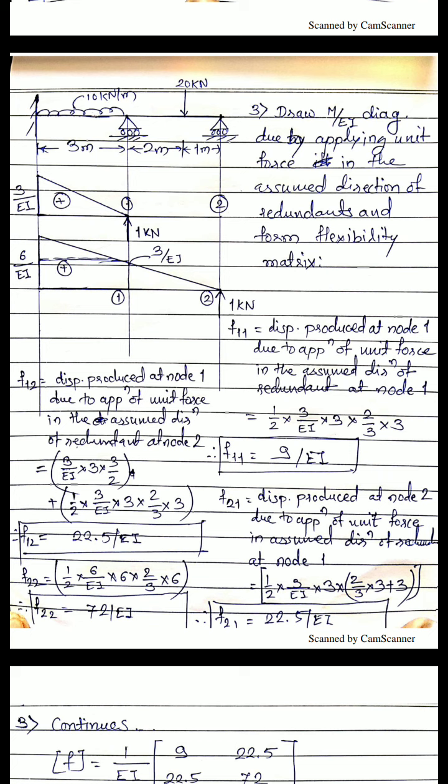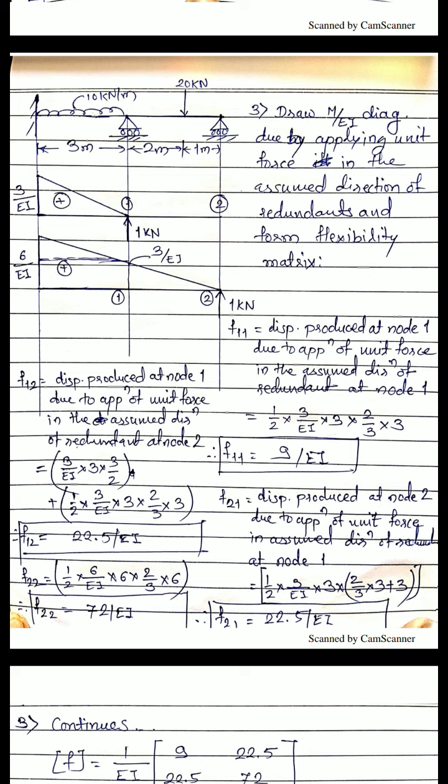Now how will you calculate this? Let us say first F11. F11 is nothing but the displacement produced at node 1. The first subscript stands for the displacement produced at that particular node. So F11 is the displacement produced at node 1 due to application of unit force in the assumed direction of redundant at node 1 only. Clear?